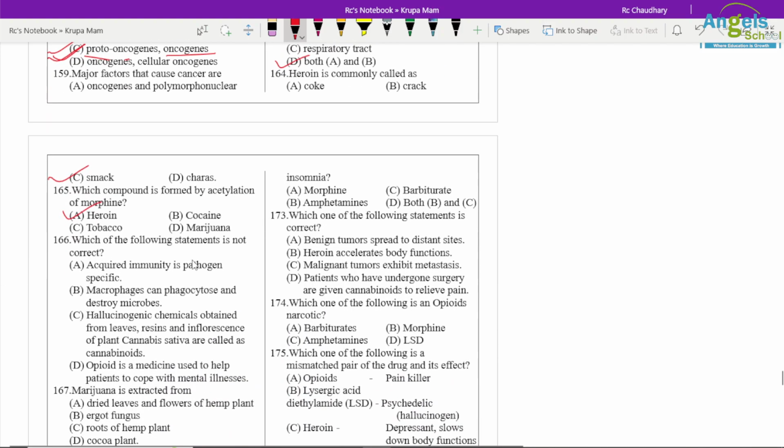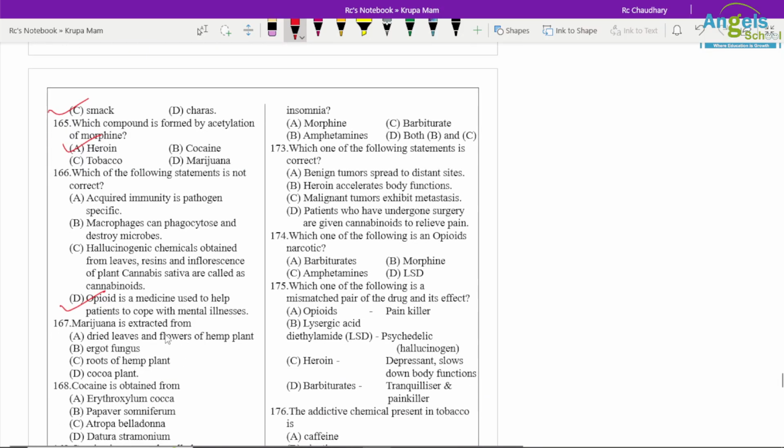Which of the following statements is not correct? Acquired immunity is pathogen specific. Correct. Macrophages can phagocytose. Yes, it's correct. The hallucinogenic chemicals obtained from the leaves, resins and inflorescence of the plant Cannabis sativa are called cannabinoids. It is again a correct option. Opioid is a medicine used to help patients cope with mental illness. So it is a wrong option.